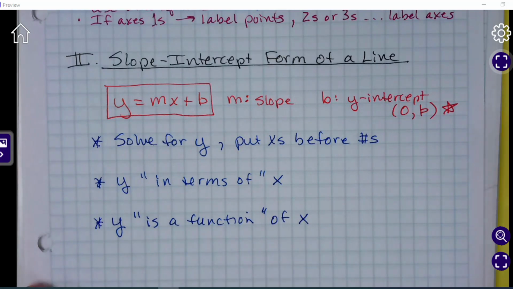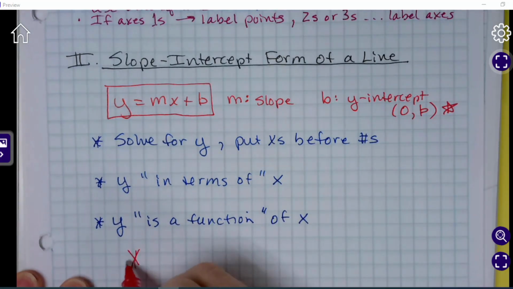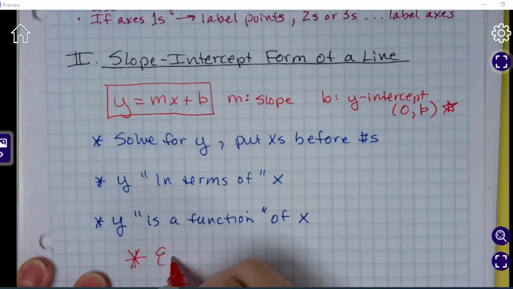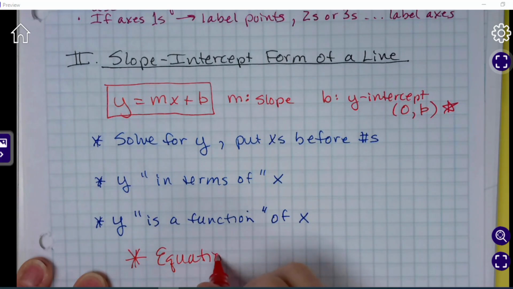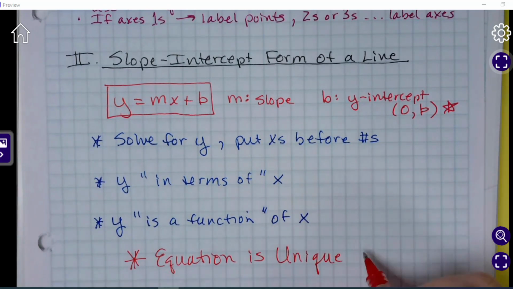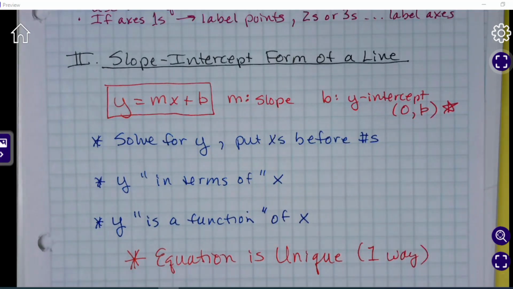As I said before, the most special thing about slope-intercept form is that the equation is unique. There's only one way to do it, which we like because it means you can check your work. There's actually a correct way to look at it.